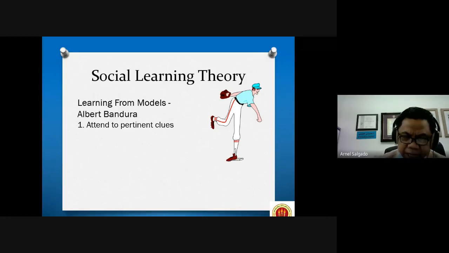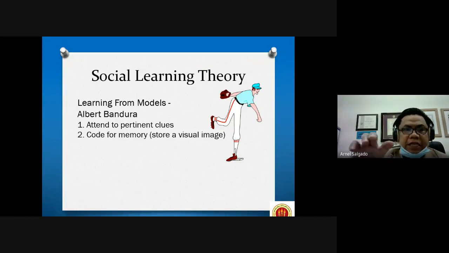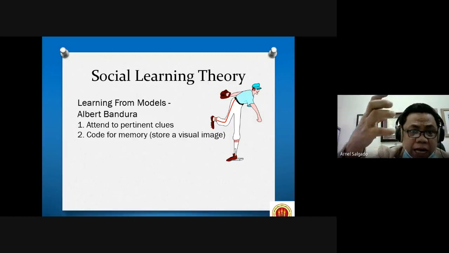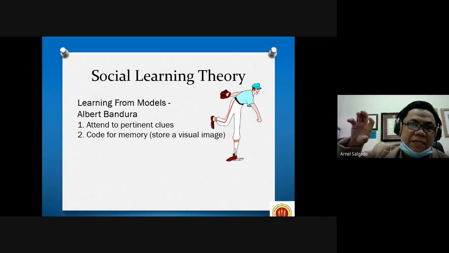Basically, there is a process according to Albert Bandura. The first process is to attend to pertinent clues. You demonstrate, and the patient will always look into the clues. After that, number two, once you demonstrate, the clues are memorized using codes. Remember that we have to code, no? In order to store that in our memory, we have to make it a code.